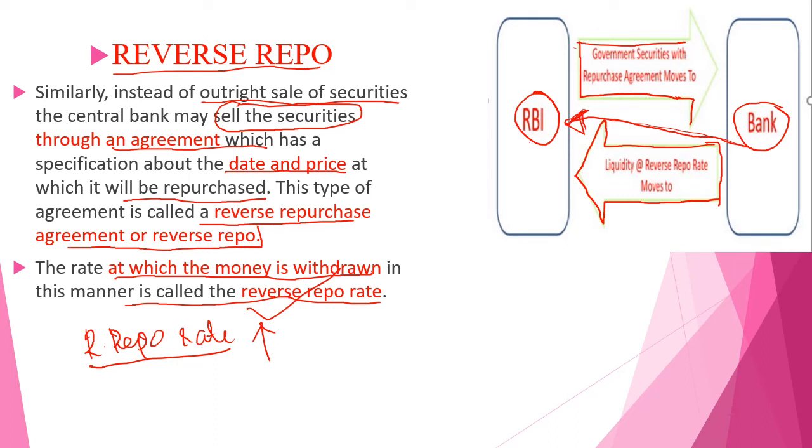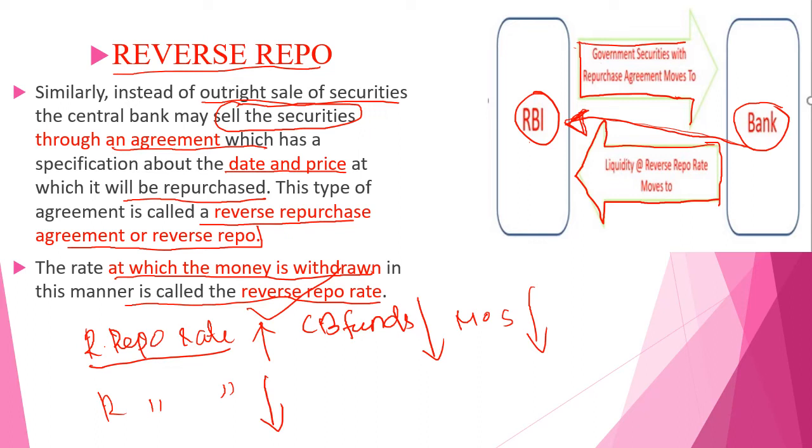Then what will happen? The funds in commercial banks will decrease. Commercial bank funds decrease, so there will be fewer funds for borrowers, and money supply in the market will decrease.